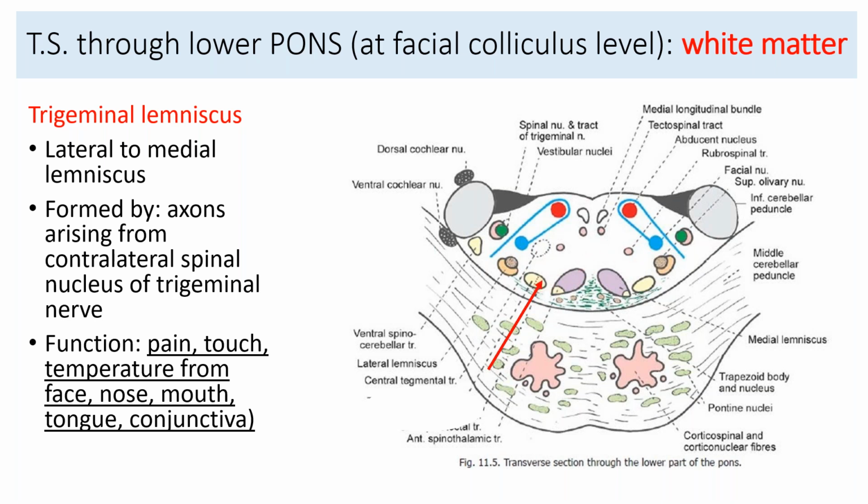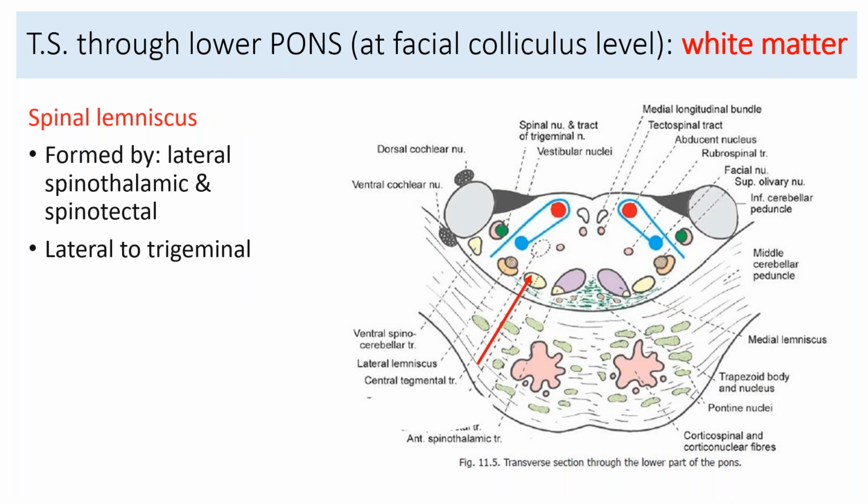Now, lateral to this trigeminal lemniscus is the spinal lemniscus, which is formed by the lateral spinothalamic and the spinotectal fibers. So the pain and temperature sensation from the rest of the body is carried through the spinal lemniscus, and the same sensations from the face area are carried through the trigeminal lemniscus. So this is the spinal lemniscus.